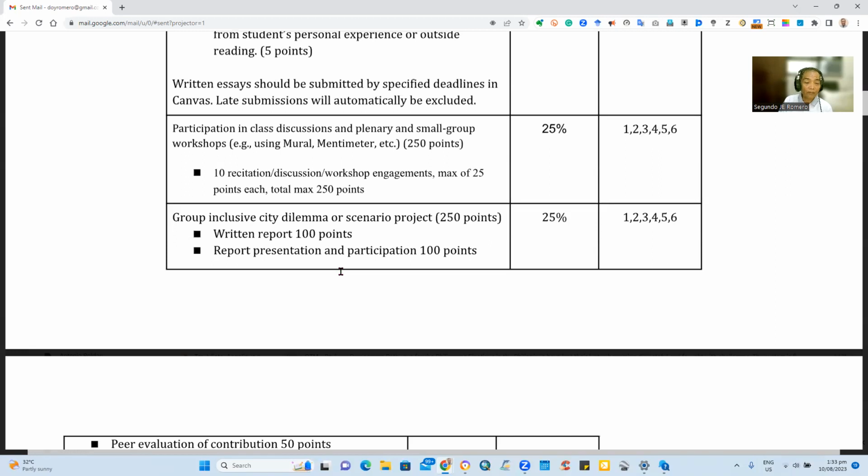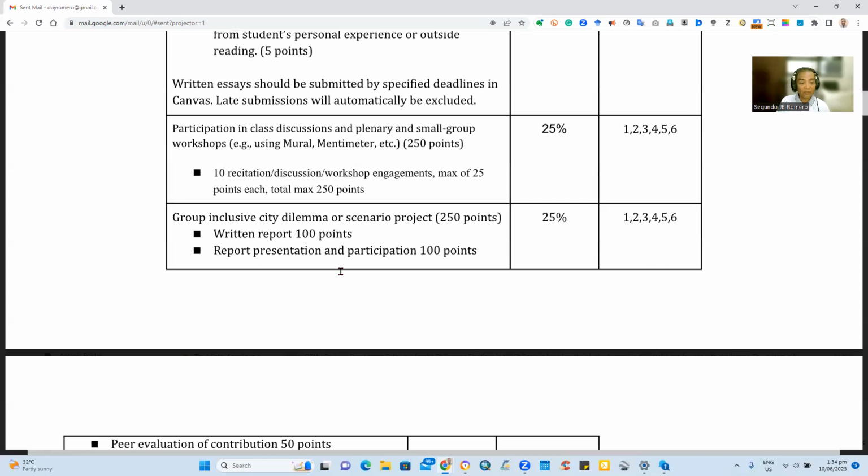So we are going to have discussions in our face-to-face or online synchronous meetings. And we may use some visual collaboration tools like Mural, Mentimeter. So we'll see how it goes. That's going to be very interesting. We'll try to gamify our discussions.